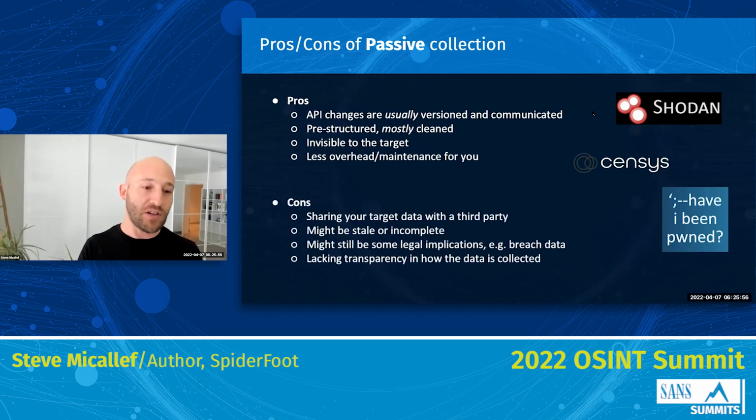But it does come with the downsides, right? And those downsides correlate neatly to the upsides of active collection, right? So the sharing of your data with a third party is an often overlooked problem. When you're querying a third-party API for, say, an IP address or a name, you are providing that information to that entity, right? So maybe you trust Shodan or Censys or whoever, but it's worth noting that when you query those systems, they probably have a log, they have some record somewhere that your system, your IP address, queried them for this particular IP address or name or something like that.